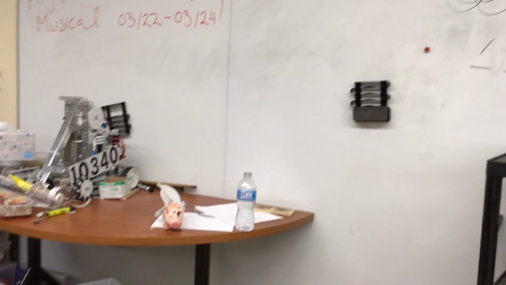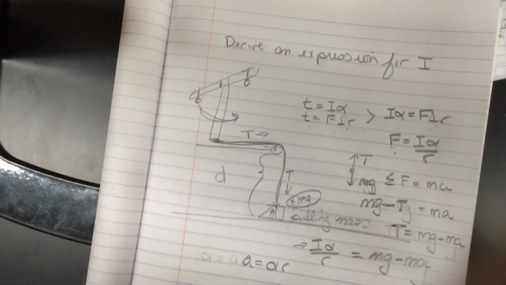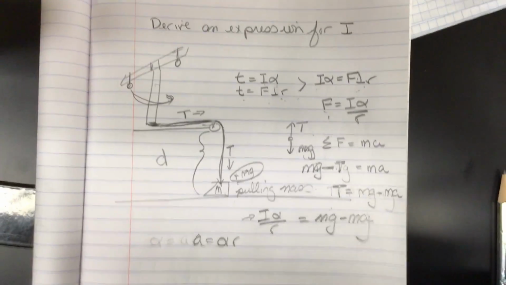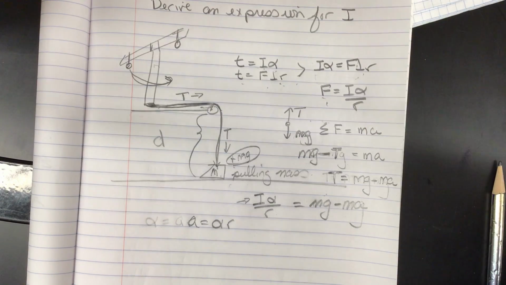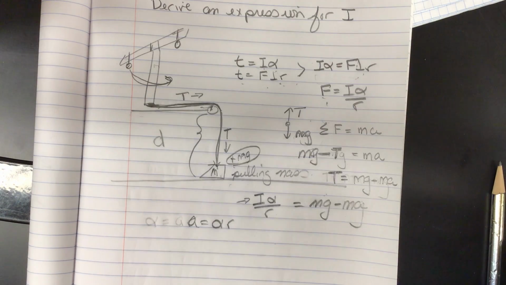Once you've collected your data, then you're going to want to create a graph, and I'm not going to show you too much about this graph, but from the graph you should be able to get your moment of inertia also, and then you can see how close you are to your theoretical value.